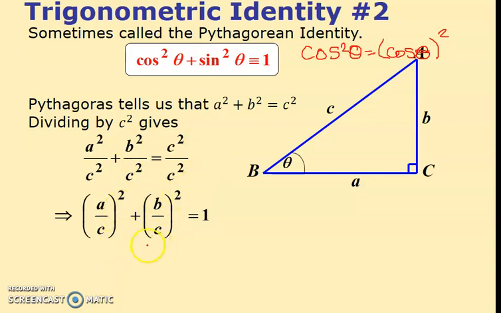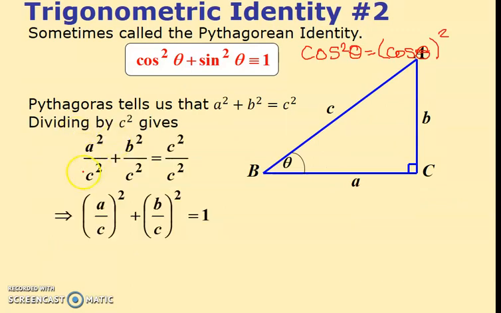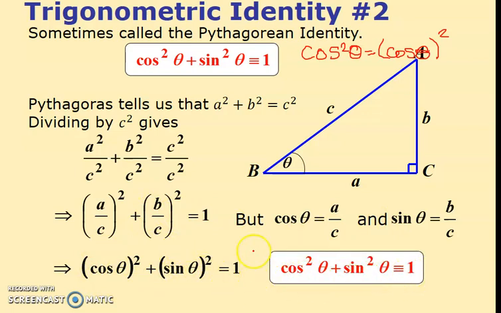And this is where I use what I learnt in my last one. If you remember, if you just go back to this, for instance, here it says that a is c cos theta. Yes, a is c cos theta. Or said a different way, perhaps better to look at this: a over c is cos theta. So if a over c is cos theta, that's why I've written a over c here, and that's why it says cos theta squared. But don't forget b over c is sine theta, and therefore that's our identity: cos squared theta plus sine squared theta equals 1.